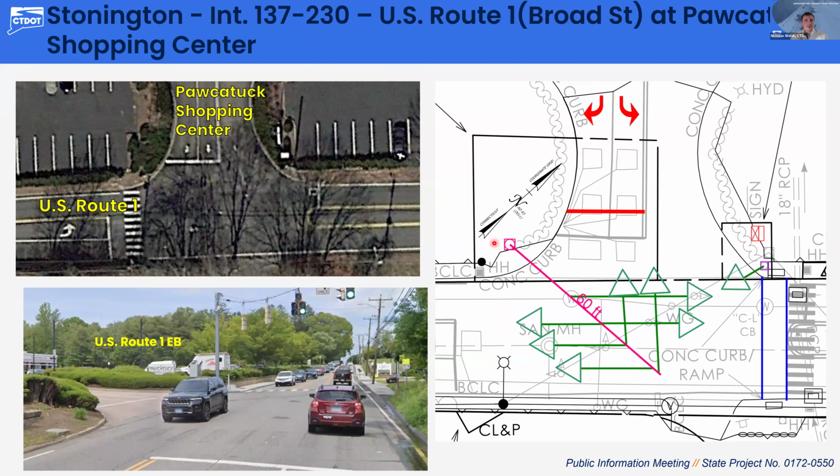So moving on to Stonington, intersection 137 230, Route 1 at Pawcatuck Shopping Center. This intersection is just getting one mast arm. It's going to be on the northwest corner. That mast arm is going to serve all approaches. And then we're pushing a stop bar back on the north leg. And on the east leg, we're going to be proposing a crosswalk, which maintains the existing crossing, and new pedestrian facilities on the northeast corner and the southeast corner as well.